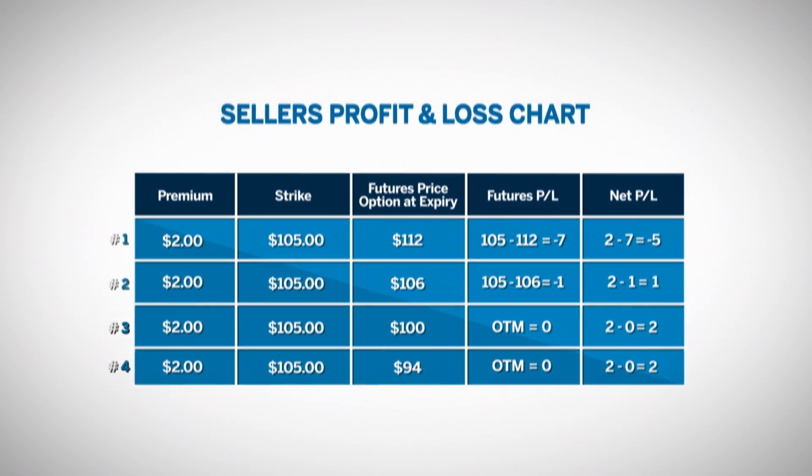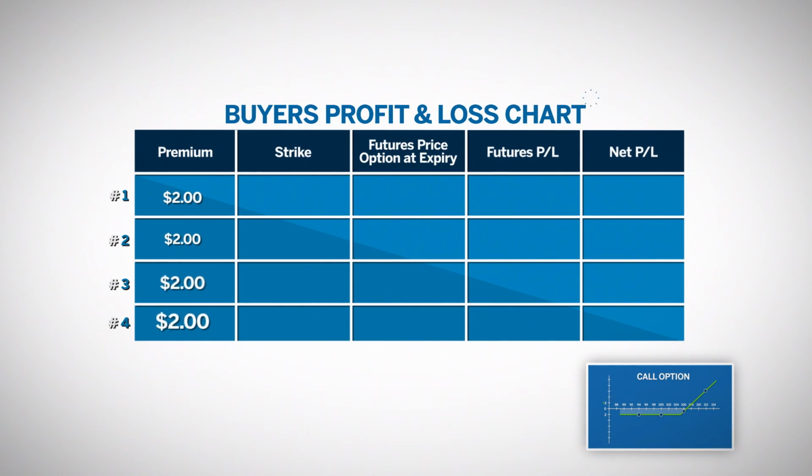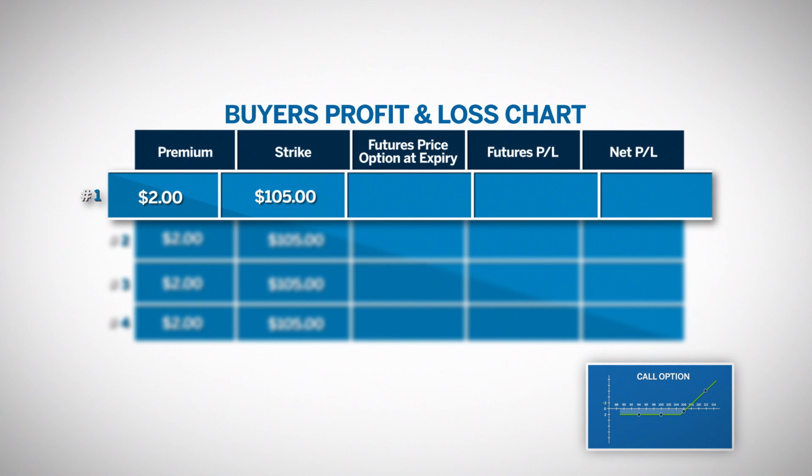Now let's look at the same group of scenarios, but from the buyer's perspective. In this case, you buy a call at 105 and pay $2 premium to the seller. Let's look at your profit and loss potential using the same futures prices at option expiration. In scenario 1, the futures price at option expiration will be 112.